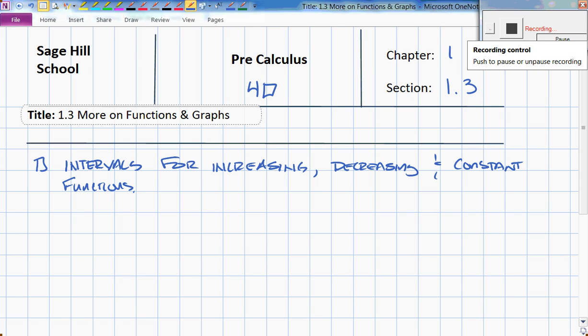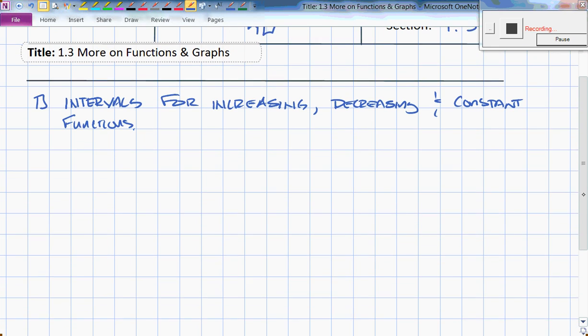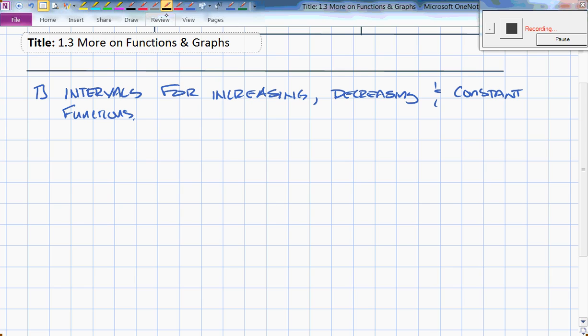Intervals for which we are increasing, decreasing, or staying constant. So I'm going to talk about each one of these particular intervals one at a time. I'm going to start with the idea of what it means for a function to have an interval on which it is increasing. Okay, so the setup is going to be the same for all of these.